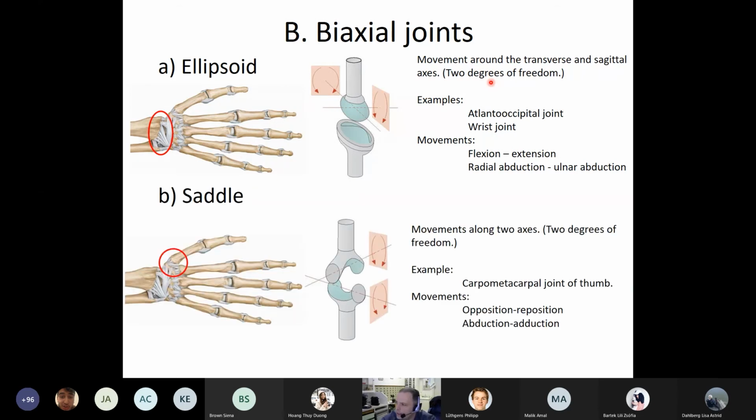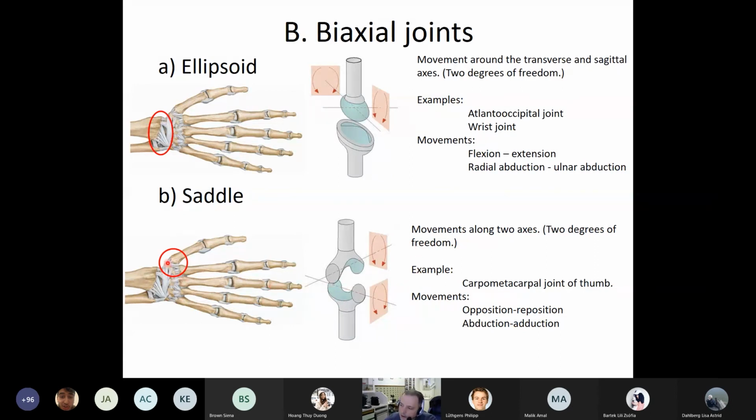Another example for the biaxial joint is the saddle joint. We only have one true saddle joint in the human body. In this case, two concave surfaces meet with each other, which have also convex curvature. And if you put them together, again, in 2 directions, the movement is allowed. Again, 2 degrees of freedom we have therefore.